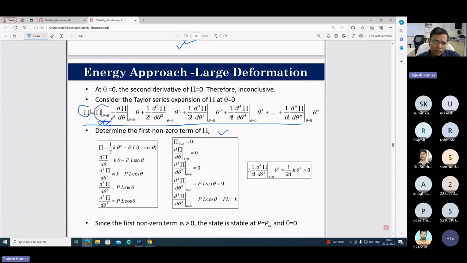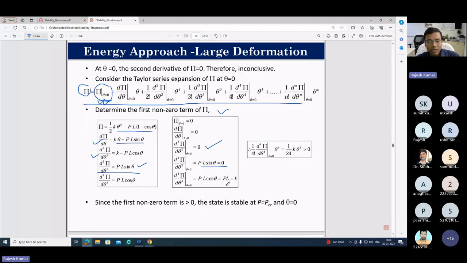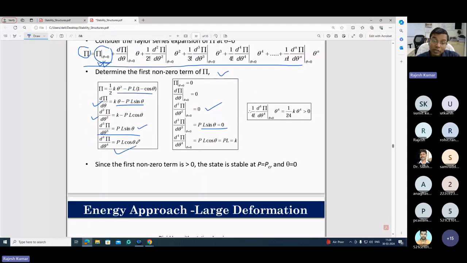At theta is equal to 0, you look at this. When you substitute 0, cos theta is 1, so 1 minus 1 is 0, and here theta is 0, so 0. Okay, so the non-zero term I need to find. What is the del pi by del theta? Again you substitute theta equal to 0, then this becomes 0. Again del square pi by del theta square, at theta equal to 0, it is 0. Then the third derivative, PL sin theta, at theta equal to 0 becomes 0. Then the fourth derivative, PL cos theta, and at theta equal to 0, this becomes PL.